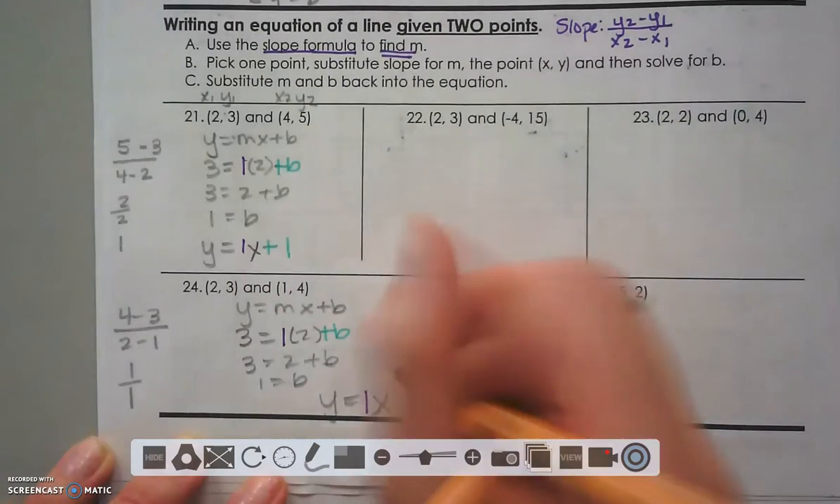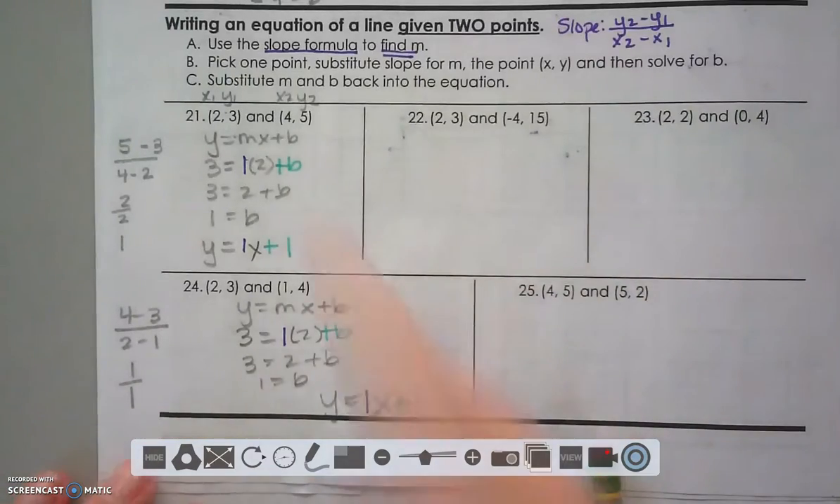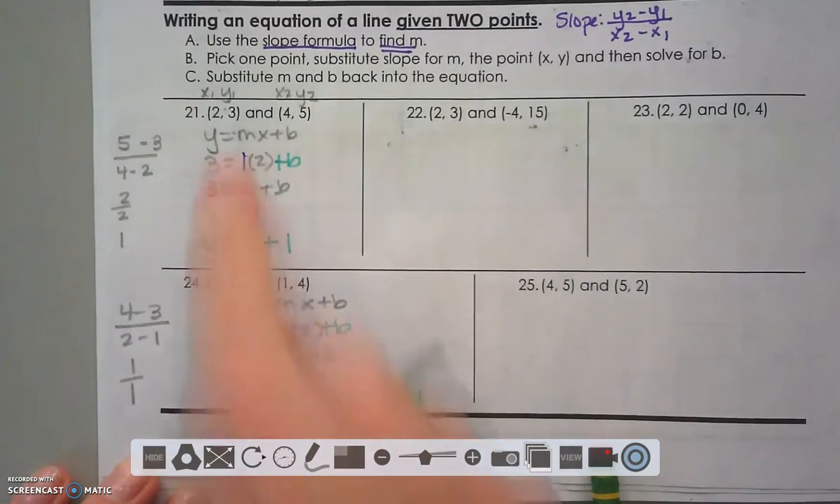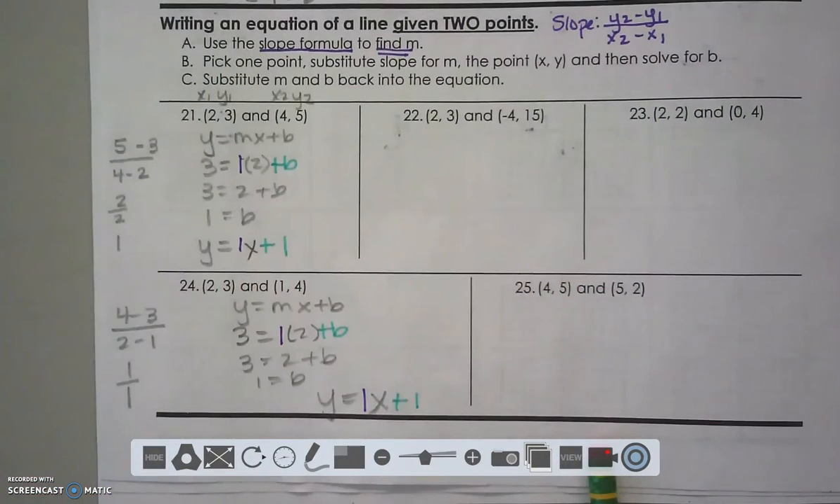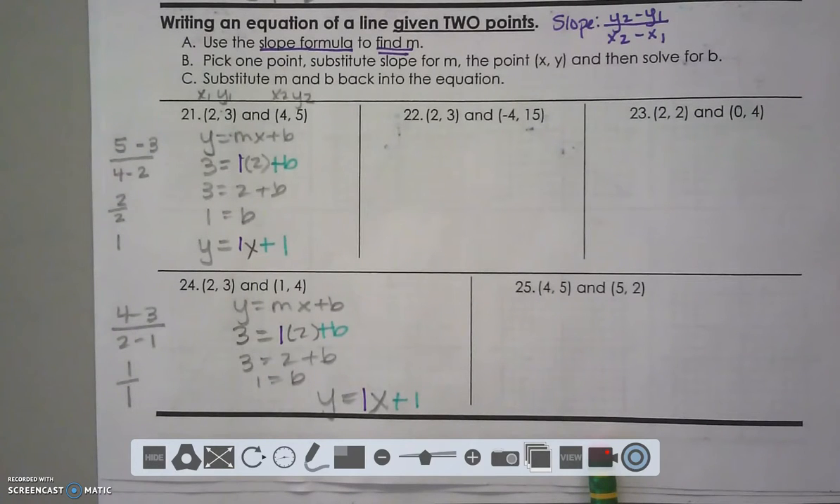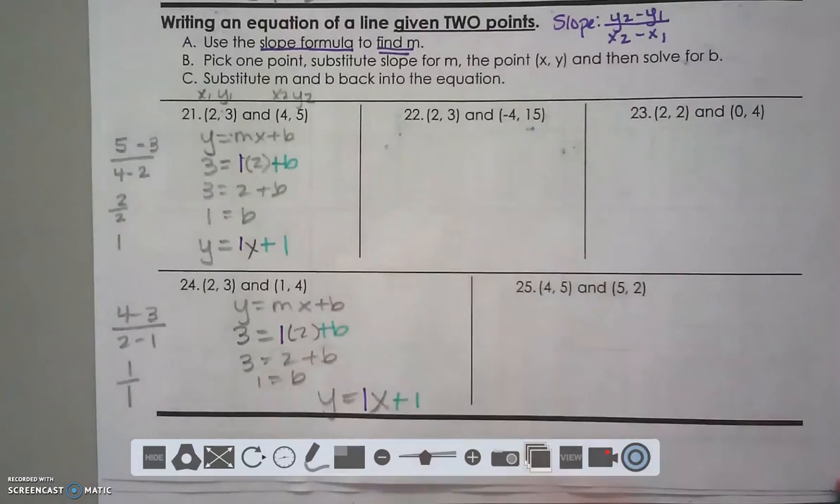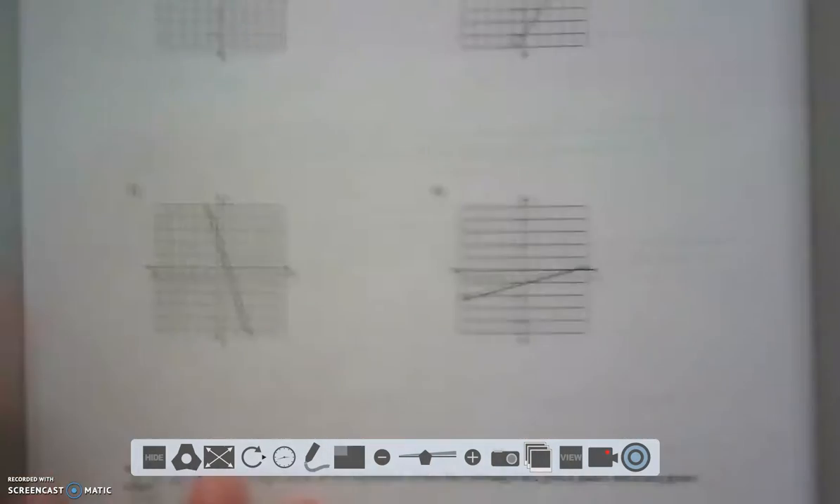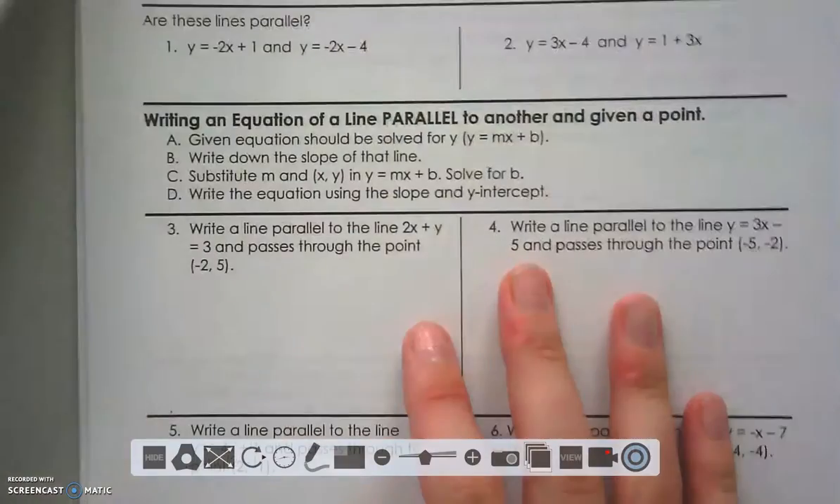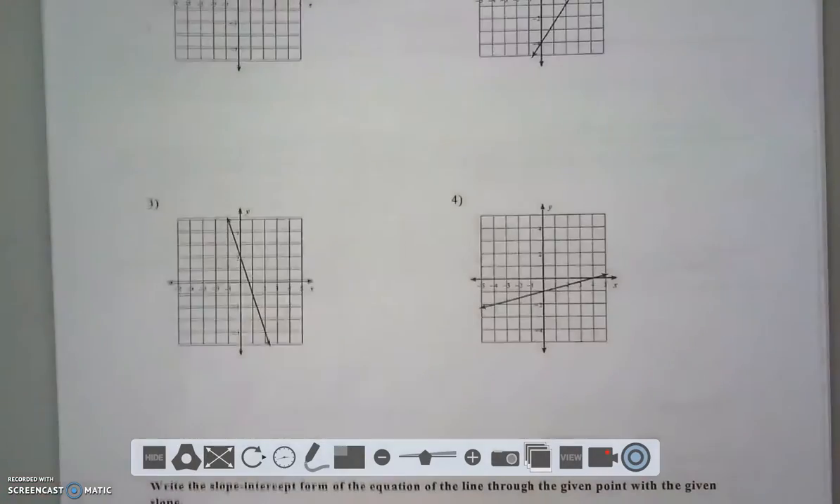1x plus 1. So if I start with the same point, these 4 points must be on the same line. We got the same equation with the same slope. Okay. Finish these examples up as practice. And then you also have a practice page of just writing linear functions here to give it a whirl.